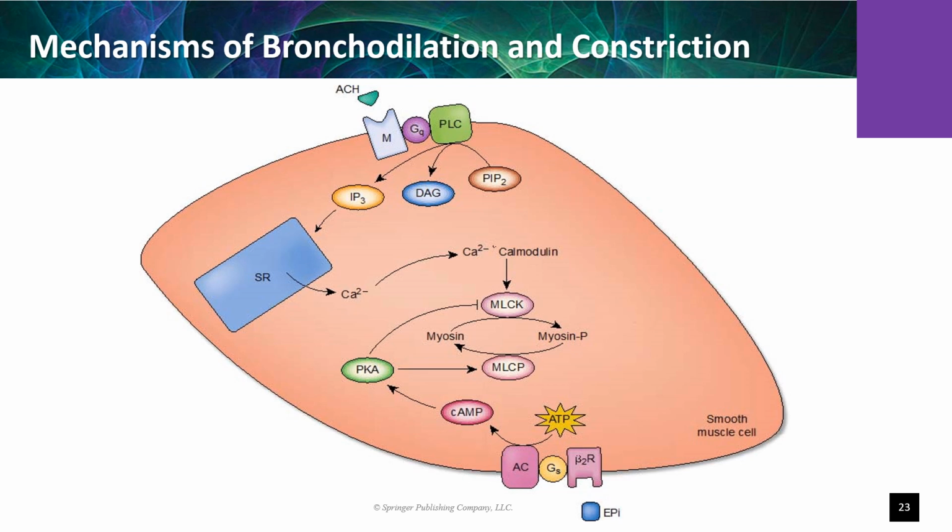The action of the epinephrine converts ATP to cAMP and activates the PKA. The PKA then activates the MLCP and inhibits the MLCK, which will produce a bronchodilation. These receptor-mediated actions are the targets of many drugs that are used to manage both asthma and chronic obstructive pulmonary disease.